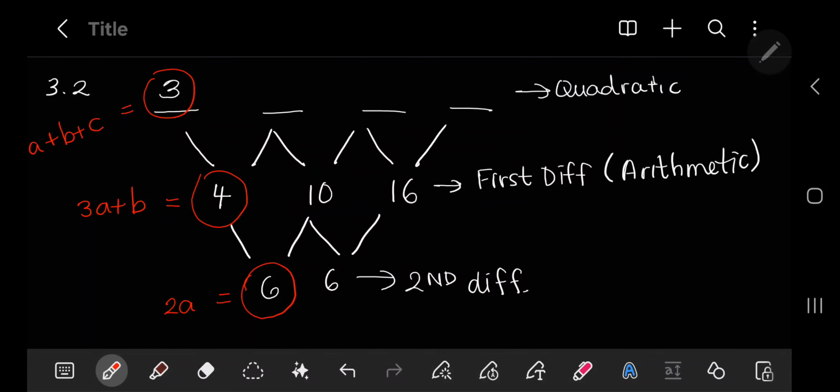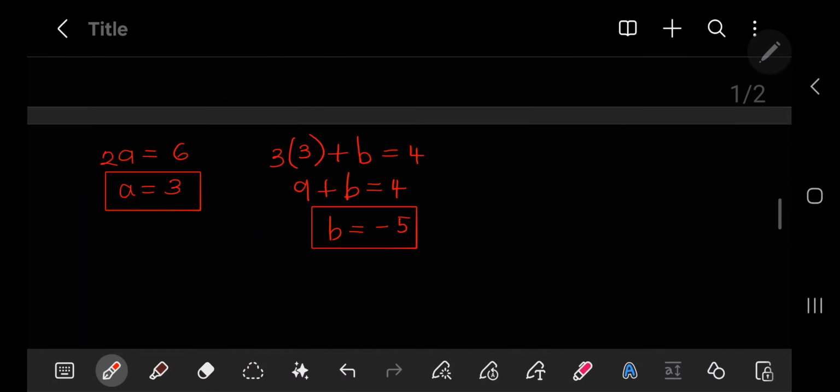Working with the term above that, a plus b plus c is equal to 3. So a is 3, b is negative 5, plus c is equal to 3. I just want to simplify the left-hand side first. That gives me negative 2 plus c is equal to 3. Take the negative 2 over to the right. It is going to add on. So c ends up being 5.